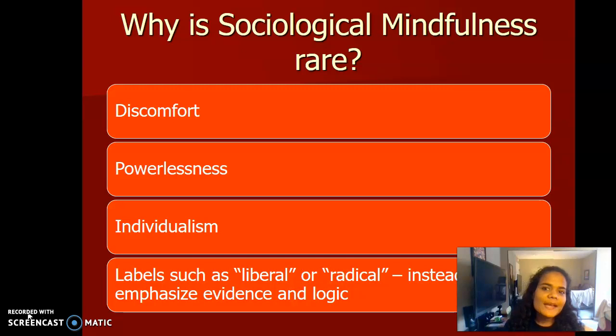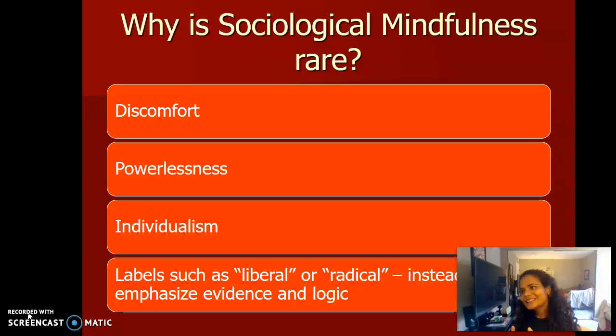Schwalbe makes the claim that sociological mindfulness is rare, especially looking at this US context, right? And he kind of presents certain ideas of why he thinks this is rare. We can think about this on our own as well. One thing we do say in sociology is that we learn through discomfort, right? We will often discuss and analyze issues that make us uncomfortable, right?